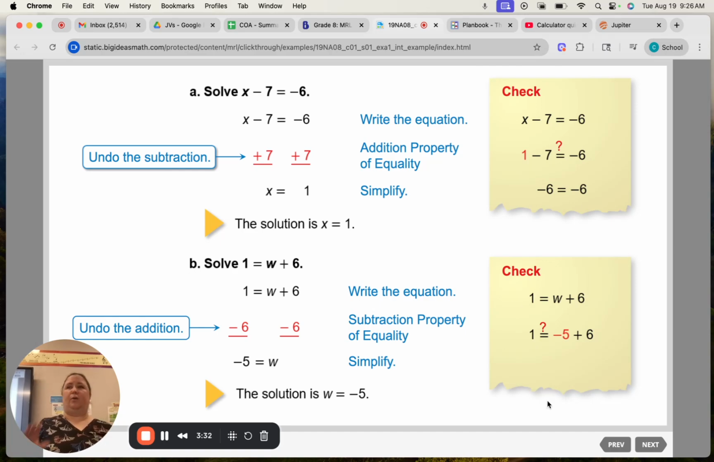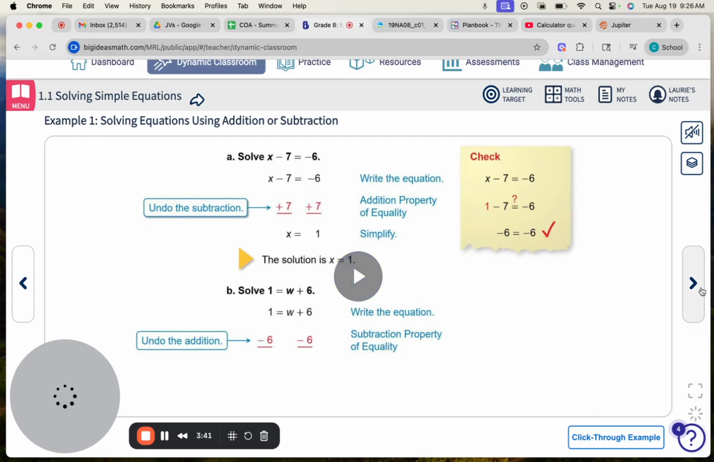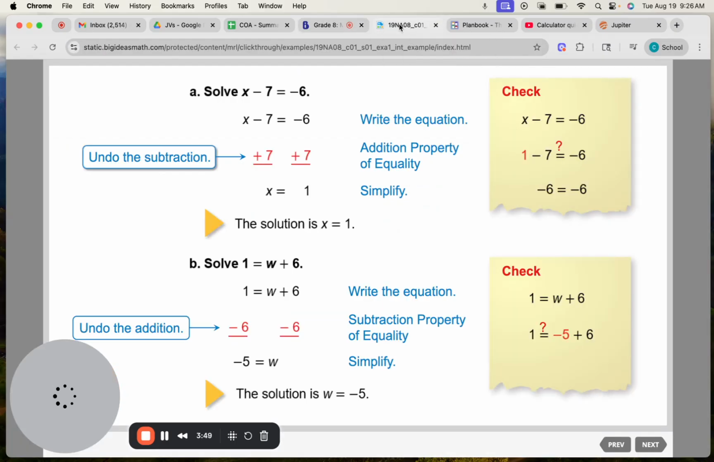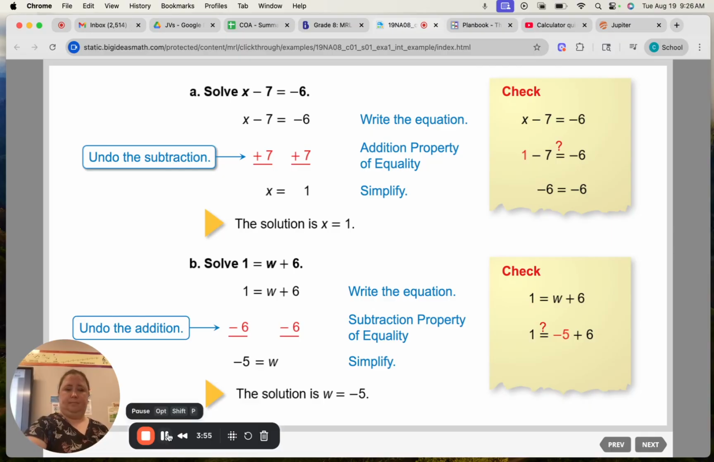Any questions on how we did this? I will leave it up for a minute, so if you're still writing, take your time. If you are done writing, go back and hit the next button on your screen, and you're going to do try-its number 1 through 3. You can do it on a piece of paper. You're going to turn the paper in when you're all done. We're starting with try-it 1 through 3. So just do try-it 1 through 3 and then pause.